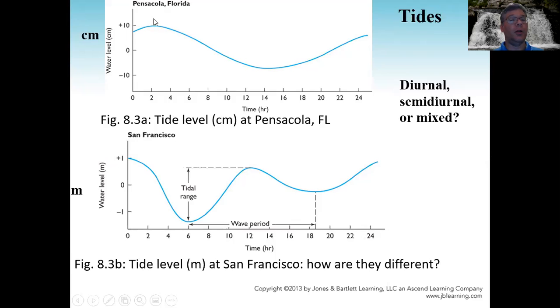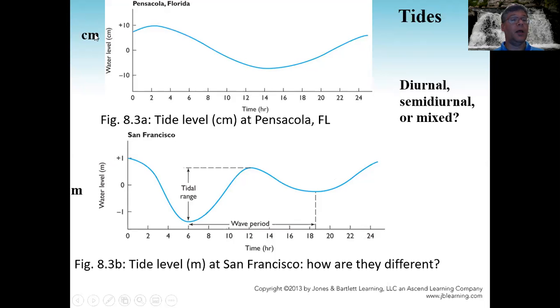Up here for Pensacola, one high, one low. It's getting back to high, so one high and one low in the day. San Francisco, we have a high, a low, a high, another low. So we've got two in the day there, and also pretty obviously this low is different from that low. So one high, one low, that's diurnal for Pensacola. And two, but different, is the mixed pattern for San Francisco.